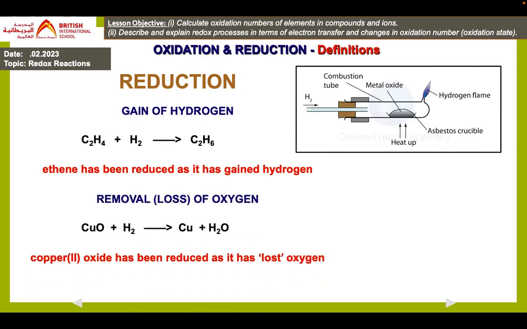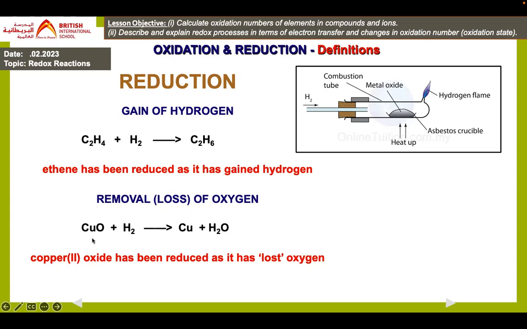So this is reduction. But we have one more definition for reduction, because hydrogen will not be involved in every reaction. So we have one more definition, and that is in terms of oxygen. Gain of oxygen is oxidation. So loss of oxygen is reduction. You can learn the definition of oxidation only. Reduction is exactly the same.